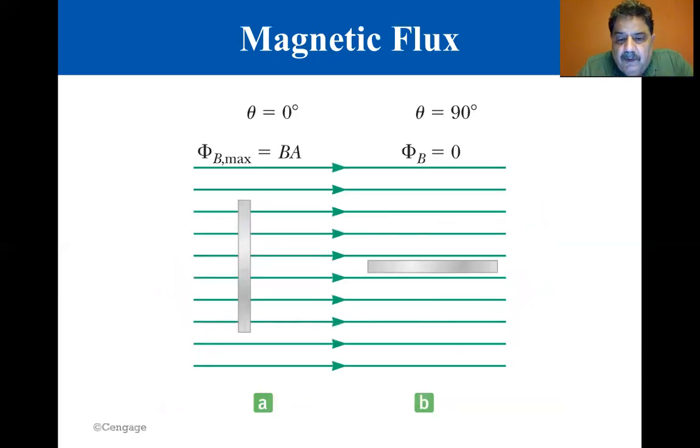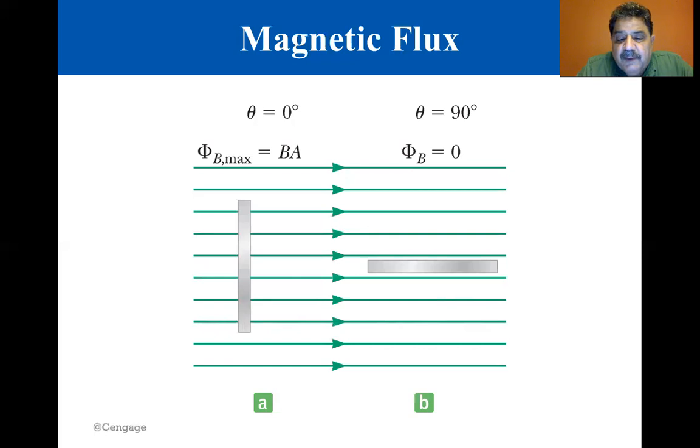Okay, when the field is perpendicular to the plane of the loop, as in the figure on the left, theta equals 0, and the magnetic flux has a maximum value. In other words, all of the green lines are going through the plane of the loop. So the magnetic flux at that point through the loop is a maximum, equal to BA. In B, when the field lines are parallel to the plane of the loop, the magnetic flux through the loop is 0. In other words, they're just going beside it. They're not going through the loop.